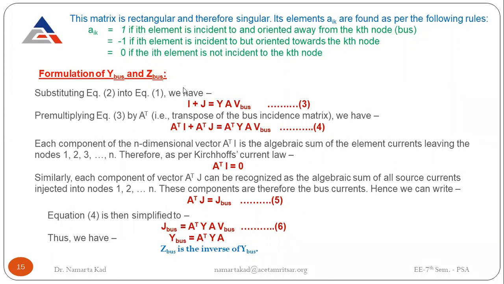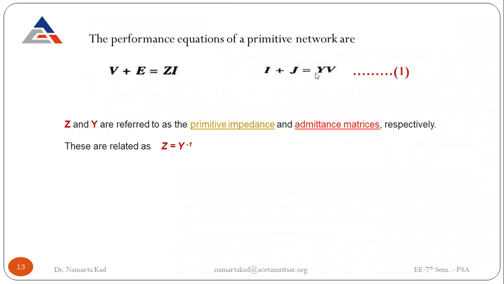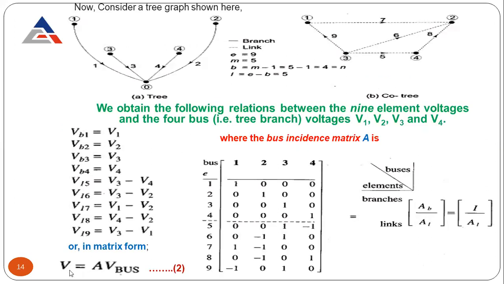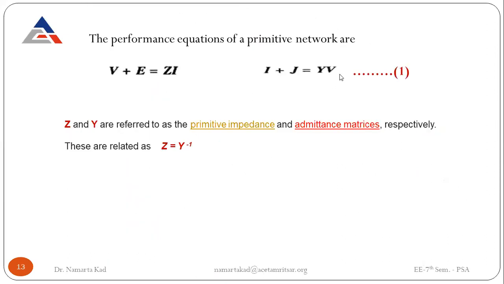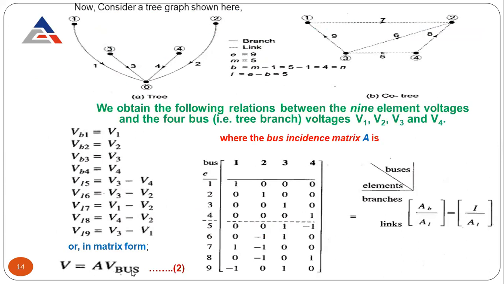Now next is substituting equation 2 into equation 1. This one is our equation number 2, and this one is equation number 1, I plus J is equal to Y into V. You have to put the value of V here, at this place. So I plus J is equal to Y A into V bus, this one, A into V bus.